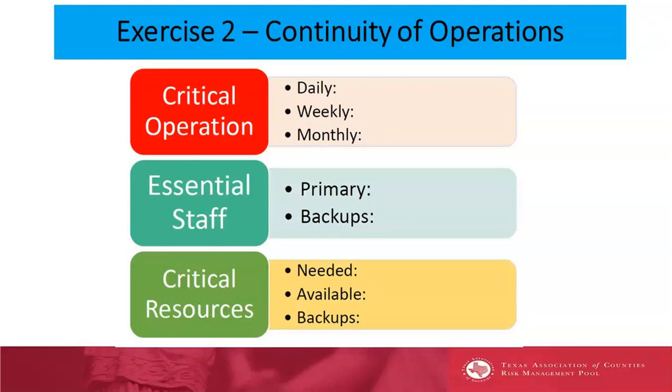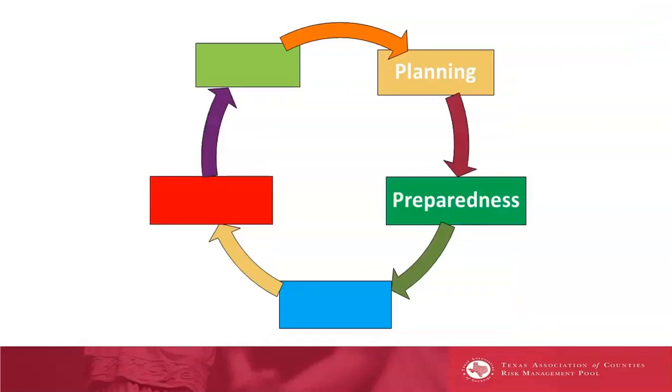So hopefully, like I said, you've written down at least one critical operation for your department. I'm going to move into the second step of the crisis management process, and that's preparedness. This step is really important. This is where you do a lot of analysis of those possible threats that you identified on exercise 1 and exercise 2, the critical operations. And here, you're going to prioritize the prevention techniques that you're going to use. It's going to be dependent on the risk level that you identified on exercise 1.